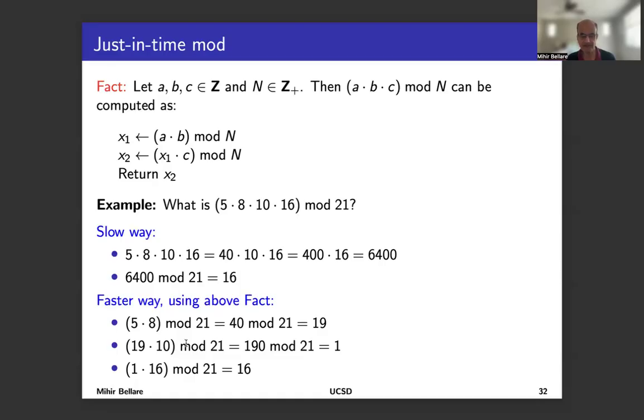And here I'll do it easily by hand using our just-in-time principle. The way it works is I first do 5 times 8 to get 40. But now instead of going on with 40, I immediately do a mod 21 and I'm left with 19. I only need to take the 19 forward. 19 times 10 is 190. And I can do a mod 21 with that by noting that 189 is 9 times 21. So the remainder is just a 1. Go forward with that and bring in 16. 1 times 16 is 16, and mod 21 is 16. So same answer, somewhat simpler arithmetic.